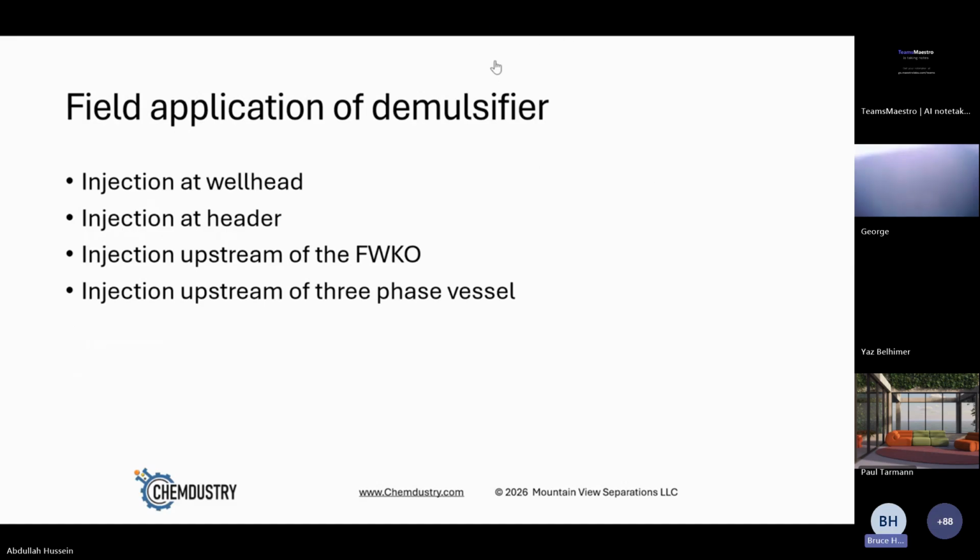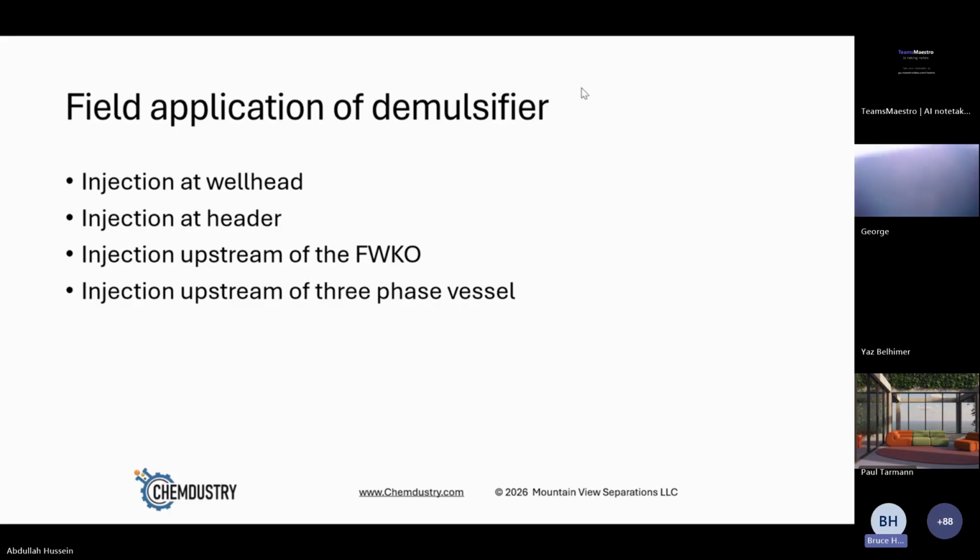Field application. There are multiple places that you can inject, but most people want to inject it as far upstream as possible so it gets dispersed into the crude, so it gets to the droplets. A lot of people want to inject it at the header because all the chemical can be injected in one place, and all the crude oil comes together at that header, so that chemical can disperse into the entire field of crude. Then some people inject it at the free water knockout just prior to the bulk water drop, because it's easy to do, and at that point most of the crude's together.